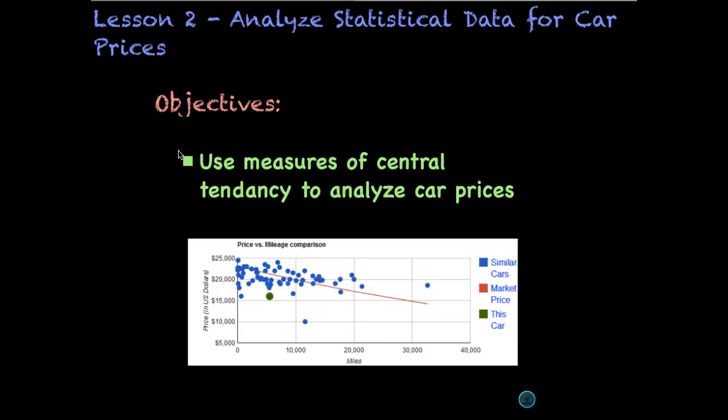Welcome to Lesson 2, Analyze Statistical Data for Car Prices. Our objectives are to use measures of central tendency, like mean and median, and outliers, to analyze car prices.